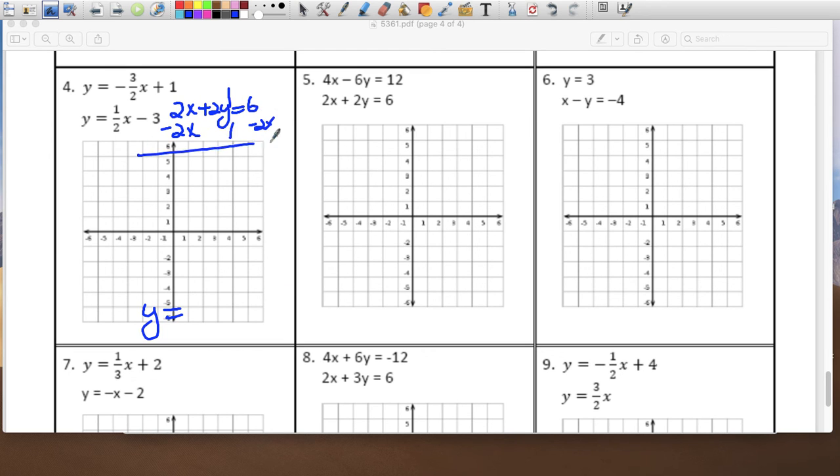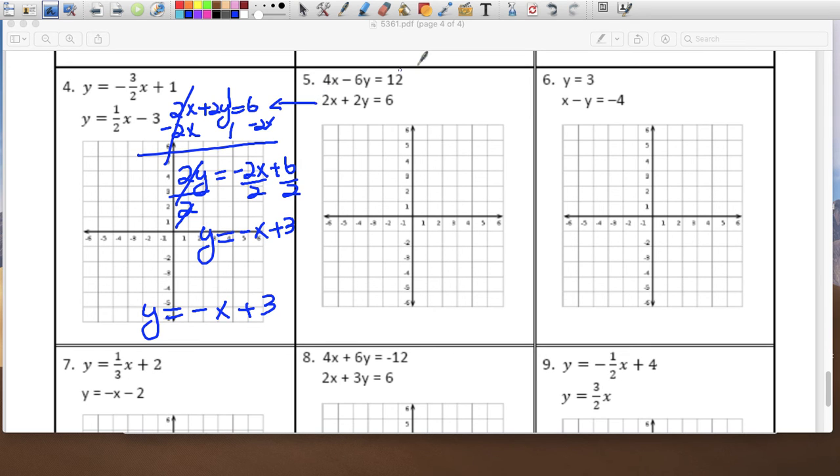So this goes away, and we get 2y equals negative 2x plus 6, right? And then we're going to divide everything by 2. So I'm going to divide this by 2, and everybody on the other side by 2. y equals negative x plus 3, because negative 2 divided by 2 is negative 1, and 6 divided by 2 is 3. So our final answer is negative x plus 3.